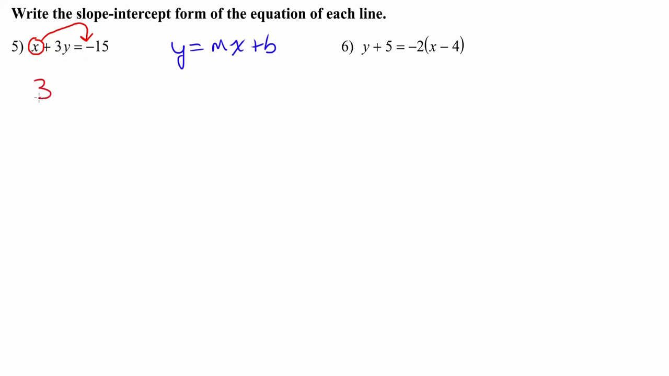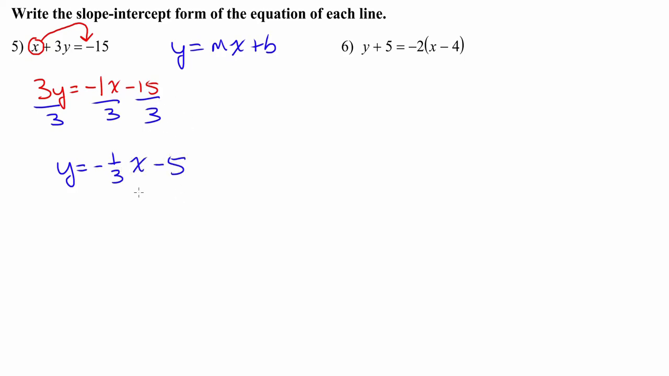So this becomes 3y equals negative x. Now some of you might benefit from putting the 1 there, minus 15. And now all we have left to do is get rid of this 3, so we need to divide everything by 3. So now 3y divided by 3 is y. Negative 1x divided by 3 is going to become negative 1/3 x. And then negative 15 divided by 3 is negative 5. So here's our equation, y equals negative 1/3 x minus 5.